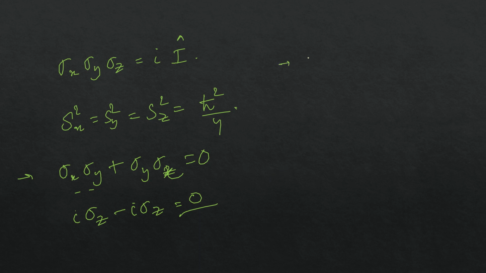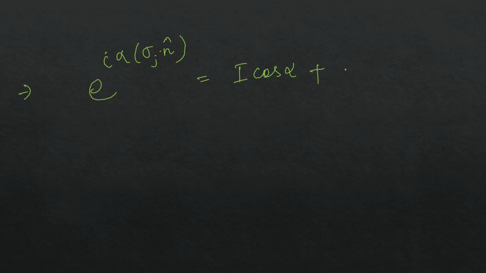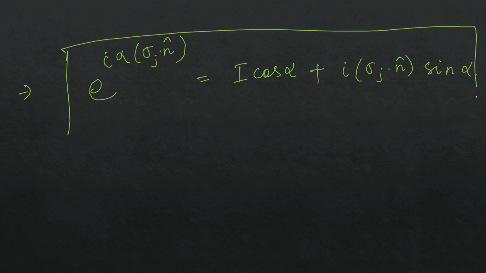Okay, this will be 0. Sigma x, sigma y commutator bracket is 2i sigma z. A very important formula that usually comes in exams: e to the power i alpha sigma dot n cap is equal to I cos alpha plus i sigma dot n cap sin alpha. This one is very important.